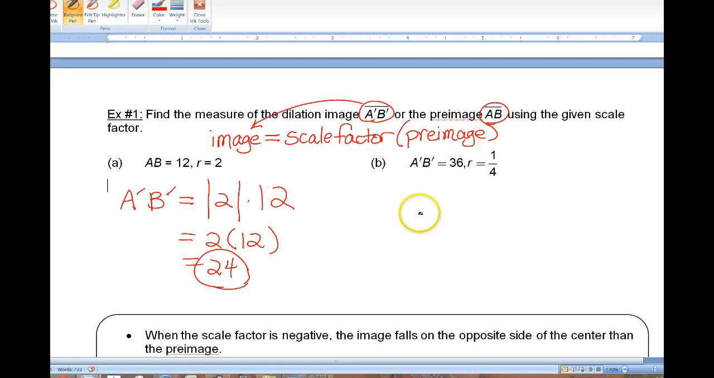So this time I'm missing a B. Wait, so is it 36 equals? So it's absolute value of R times AB. So this time we have 36. We have R is 1/4. So we want to come up with AB. Just multiply both sides by 4.